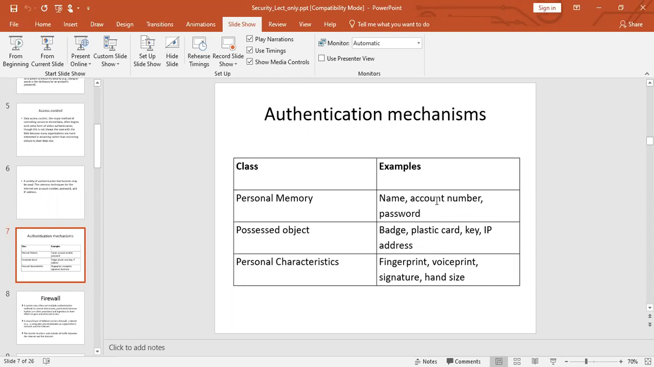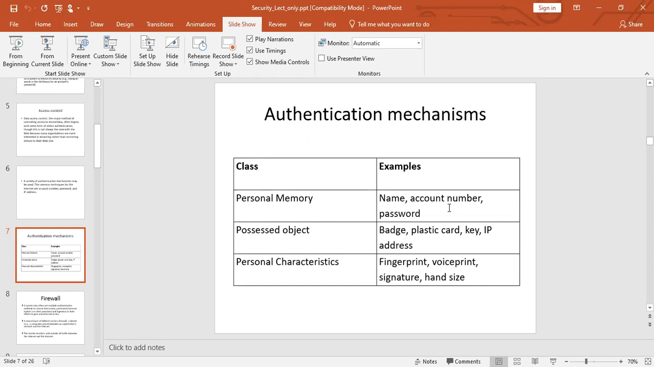Then we have the class of authentication mechanism that involves some form of objects. Examples include badge, plastic card, key, IP address. For instance, in an organization, there are some places that before you can go in, you need to plug in your card or something before you are allowed access, or your key, or maybe an IP address. Without the IP address, there's no way you can go to your organization's website or your email inbox. Without your IP address, you cannot go to the website to even access your account and all that.